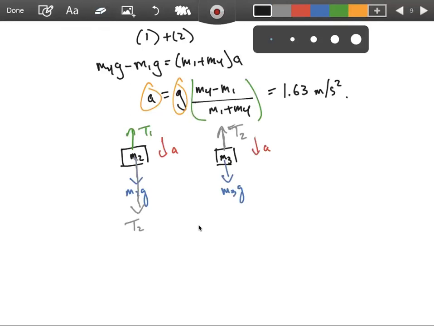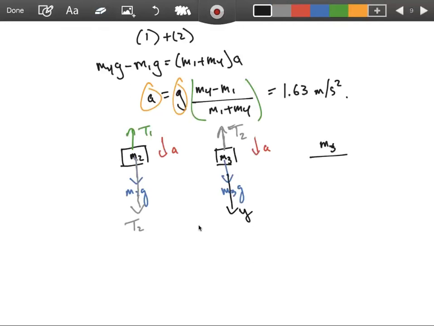In this case, M3 is actually easier. So I'm going to use M3, choosing the positive y direction to be downward, to find an expression for T2. So for M3, the sum of the forces in the y direction is equal to, is it accelerating? Yes, M3 times A. M3G is downward in the same direction as my positive y, so I make it positive. T2 is upward, along the y-axis, but pointing in the opposite direction as positive y, so it makes it negative, equal to M3A.